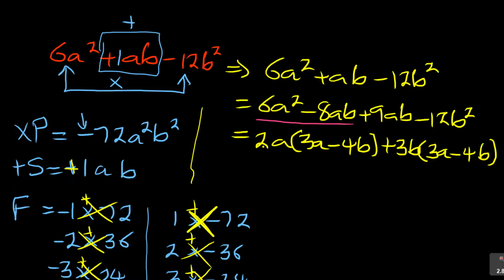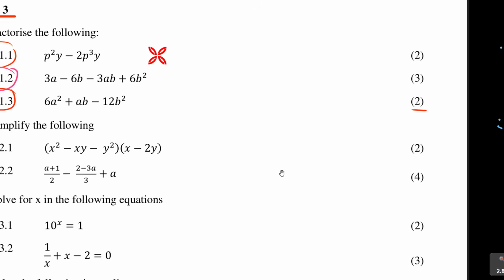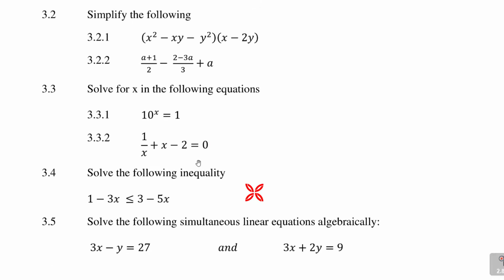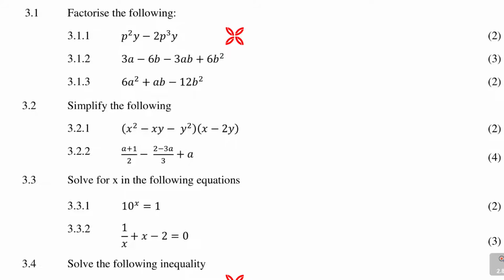Now look at this, similar brackets. So this was the last grouping. Similar brackets, that's what we wanted. So that is equal to 3a minus 4b. And what is outside the bracket is that, which is 2a plus 3b. Then we've managed to factorize this kind of expression here, and it gives us 2 marks. Alright, so the next one, we're done with 3.1. 3.2 is where we are now.